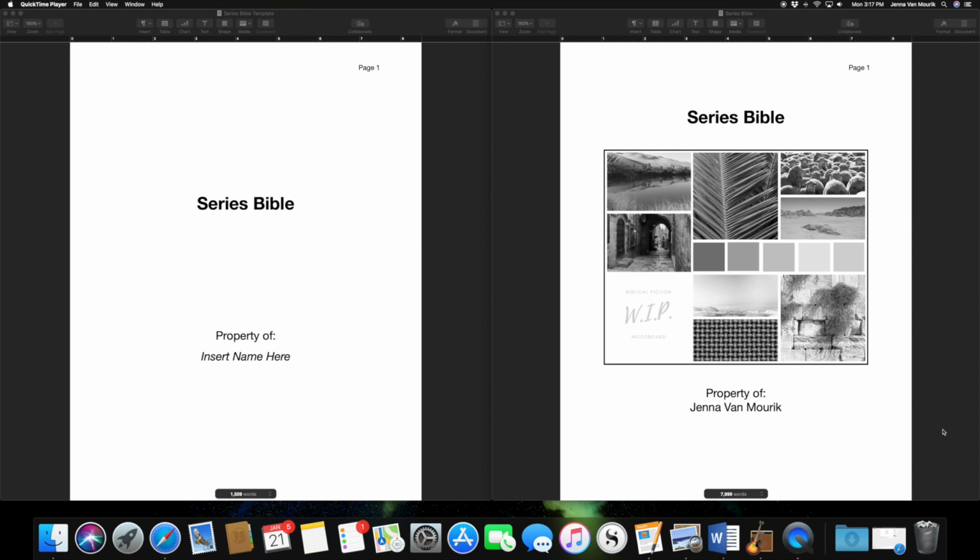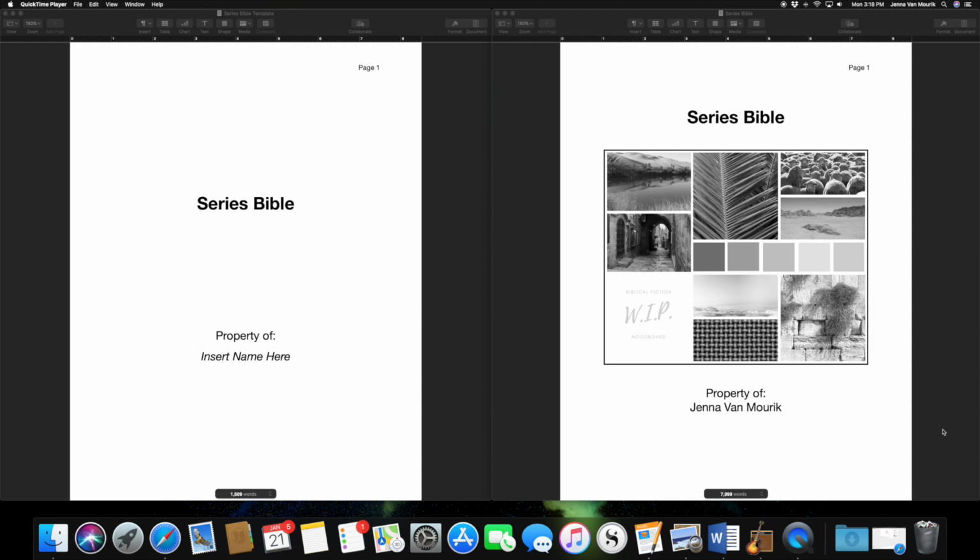On the left side, as always, I have my series Bible template, and on the right side, I have the version that I actually use. So I'm going to be walking you through how to insert all of this information and create the series Bible of your own, while showing you what mine looks like and how I've kind of manipulated it to suit my purposes.